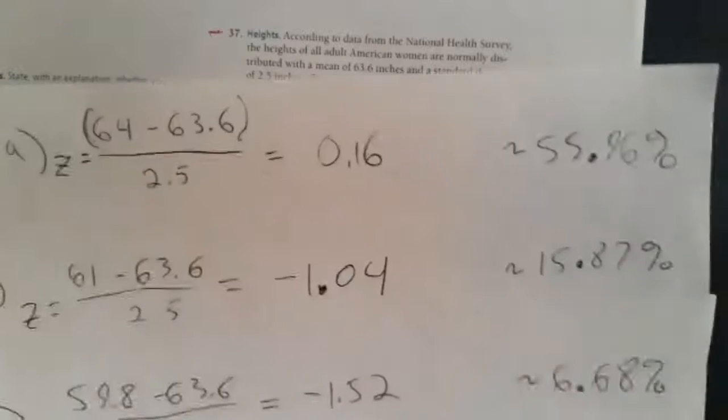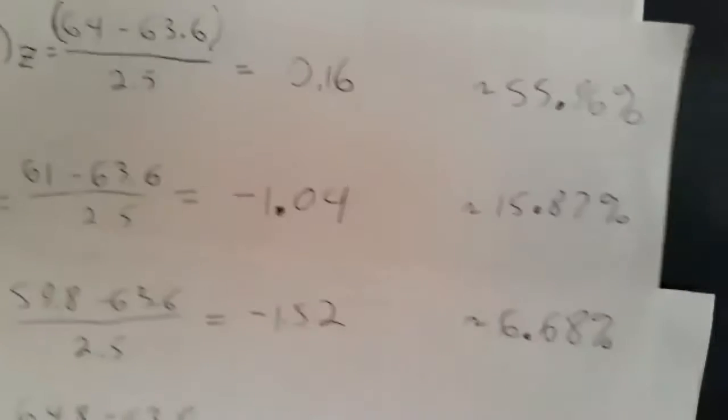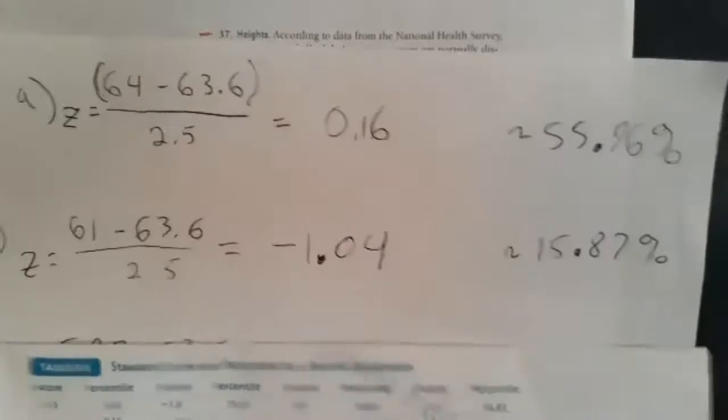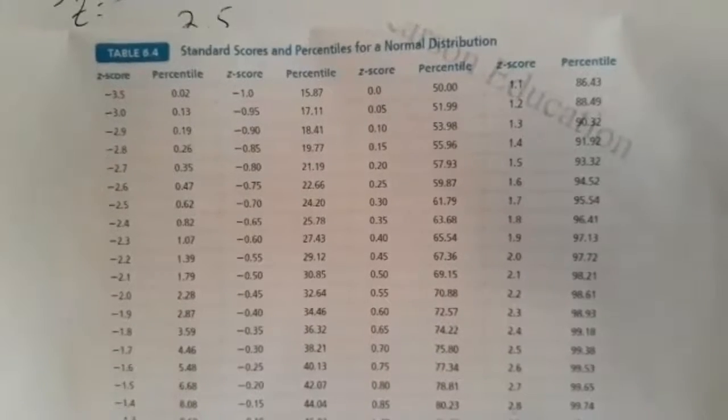And then C, I got -1.52. Negative 1.52. So that's going to be around what? Negative 1.5. Mm-hmm. So the percentile is 6.68. That's it.